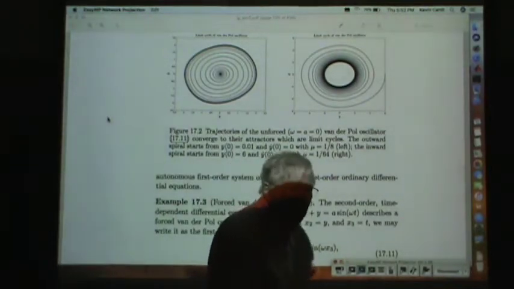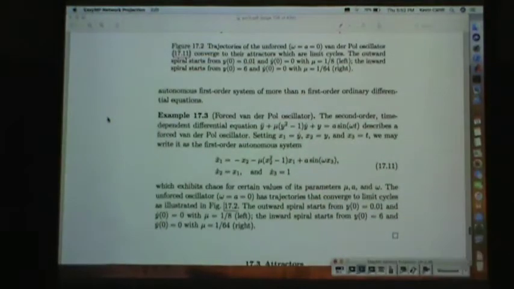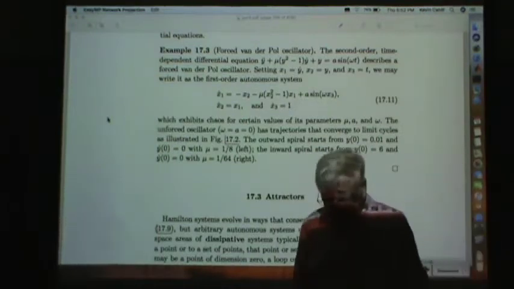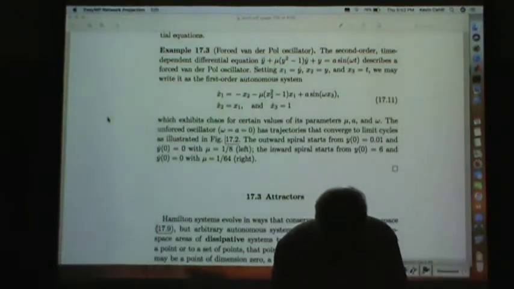So by the unforced oscillator, you just take away the sine component there? Yeah, this was the unforced, so A was 0. Okay. Or you can set omega to 0.